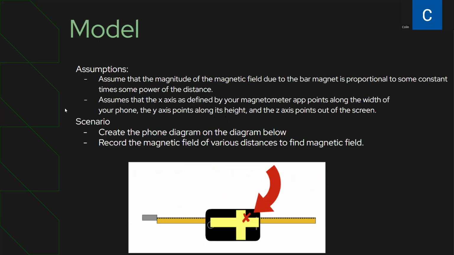Model: The assumptions used in this experiment are that the magnitude of the magnetic field due to the bar magnet is proportional to some constant times a power of the distance, and that the x-axis defined by your magnetometer app points along the width of your phone, the y-axis points along the height, and the z-axis points out of the screen. The scenario is that we will create the phone diagram on the diagram below and record the magnetic field at various distances to find the magnetic field.